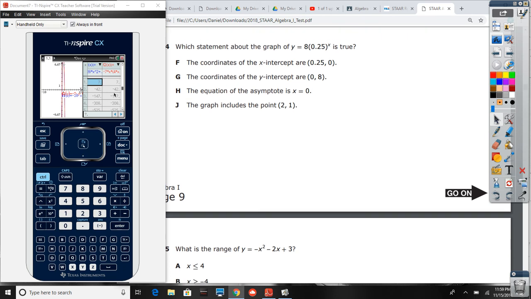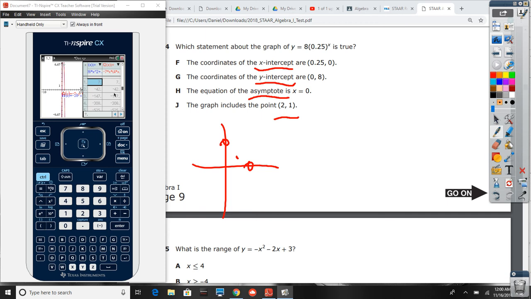Alright, let's go on to number 4. And it's another one that's going to be done on the calculator. They're asking me which of these statements is true. They're talking about x-intercepts, so where it touches the x. They're talking about y-intercepts, where it touches the y. They're talking about asymptotes, and I'll talk to you about what an asymptote is in a bit. And then it's talking about points. All of these words, except for asymptote, because I don't know what it means yet, or you don't know what it means yet, but all of these words can be found on a graph, right? I can find the y-intercept, the x-intercept on the graph. I can find the point 2, 1 on the graph.